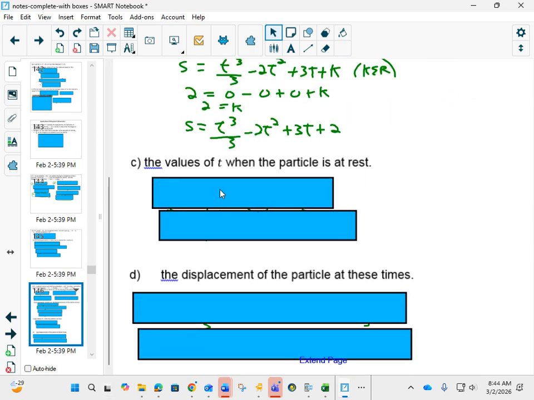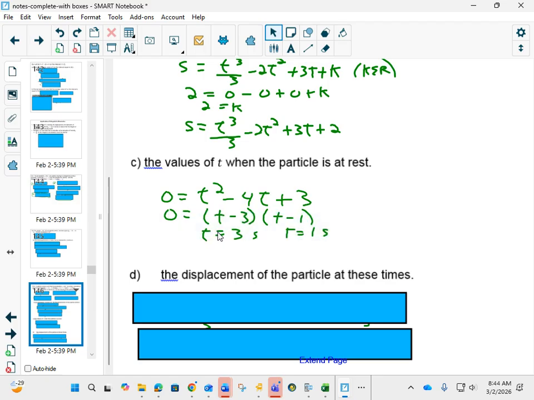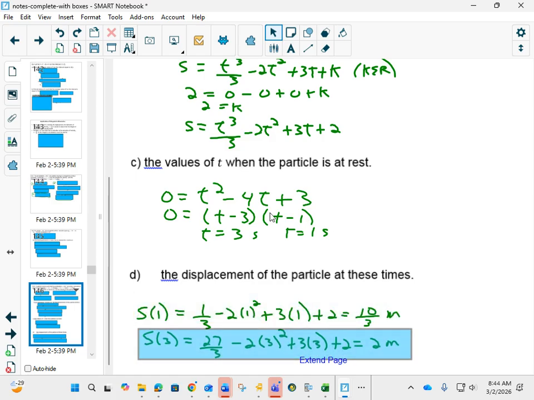And here are the answers to C and D. When a particle is at rest, that means its velocity is 0. So you'd go to your velocity equation, plug in 0. Then we found t equals 3 seconds, and t equals 1 second. And then for D, once you have those, you can plug them in.